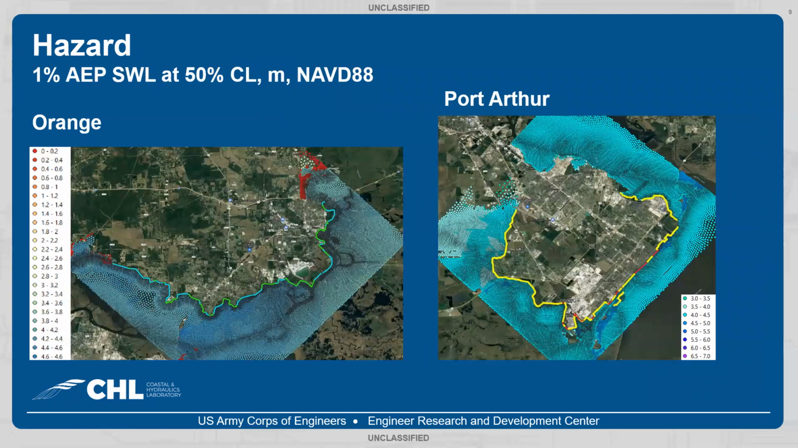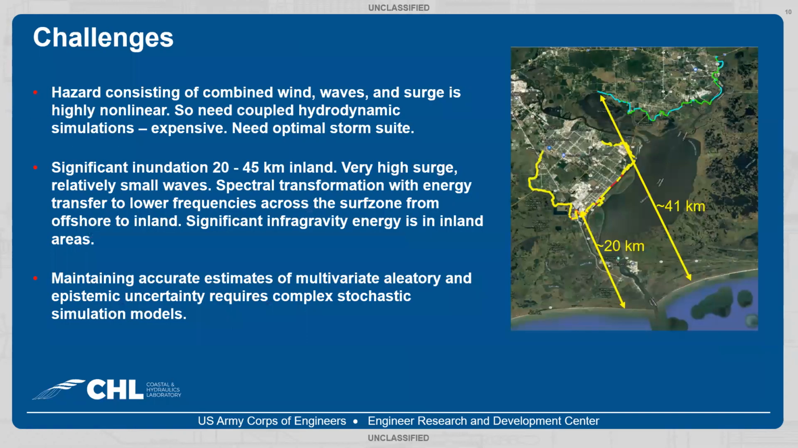This slide shows the 1% annual chance, annual exceedance probability still water level plotted on the ADCIRC nodes for Orange and Port Arthur. And as you can see, it's fairly consistent spatially, and it's pretty close to 4.5 meters.